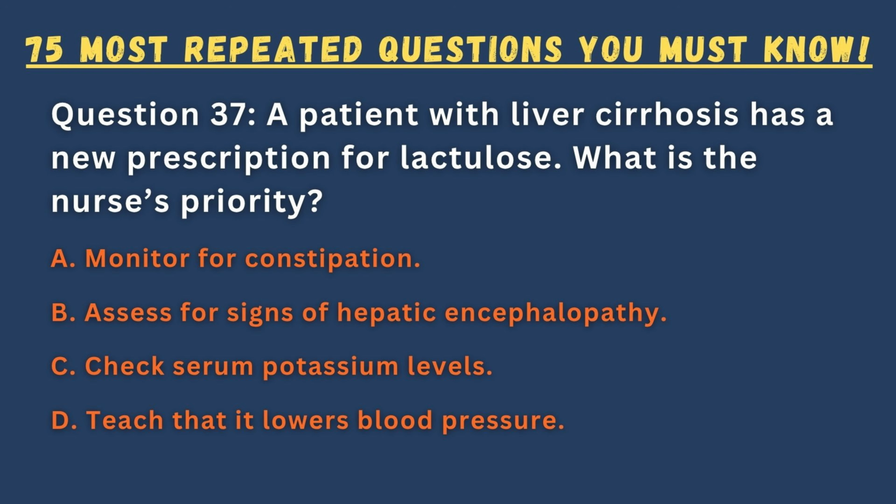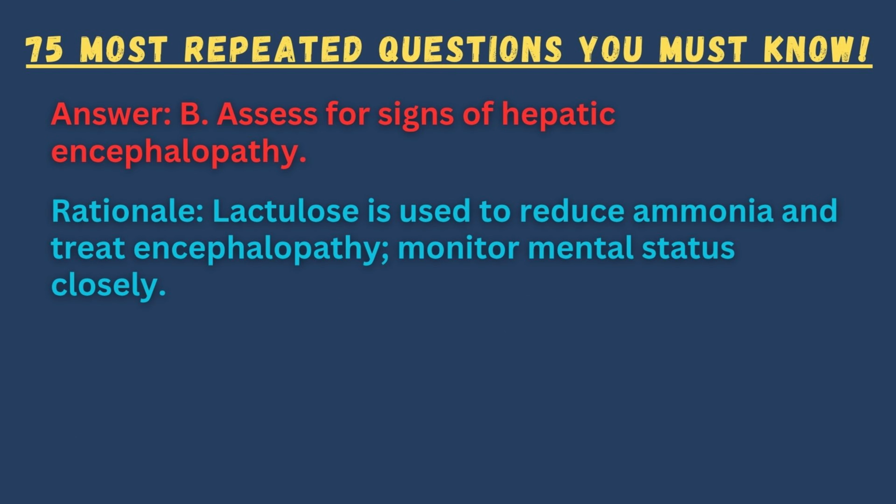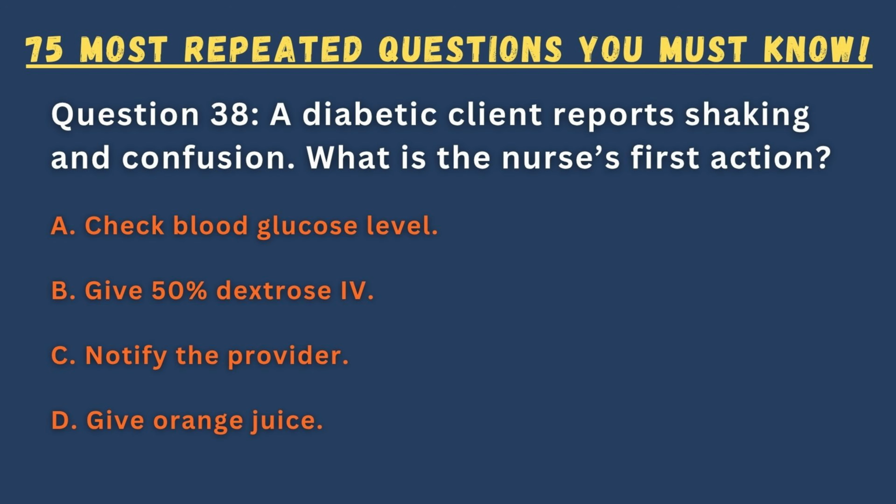A. Monitor for constipation. B. Assess for signs of hepatic encephalopathy. C. Check serum potassium levels. D. Teach that it lowers blood pressure. Answer. B. Assess for signs of hepatic encephalopathy. Rationale. Lactulose is used to reduce ammonia and treat encephalopathy. Monitor mental status closely.